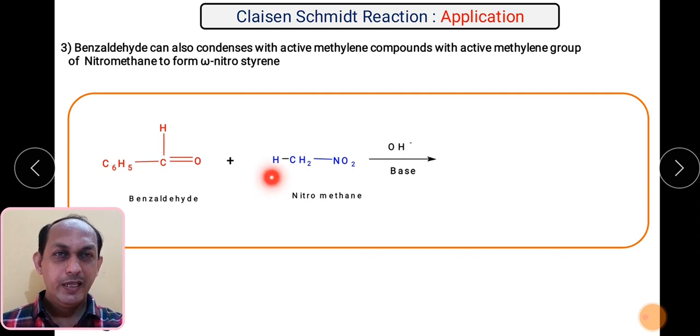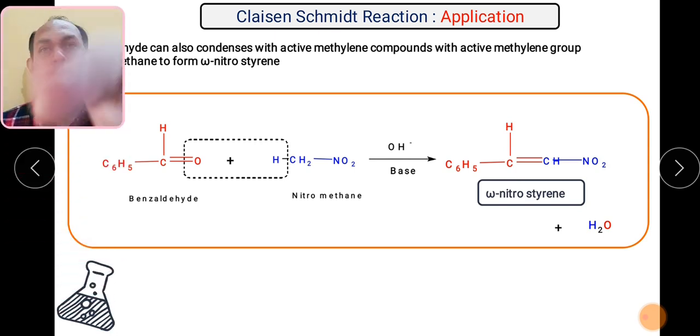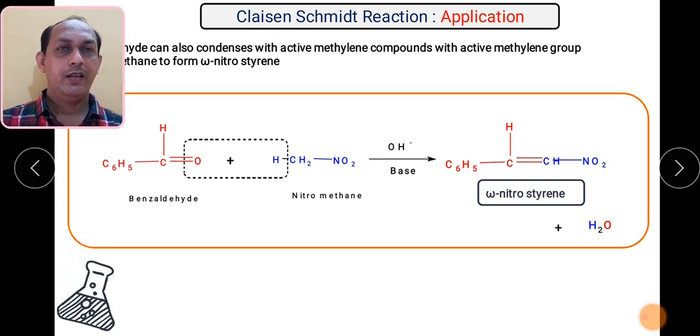So I have written H separately. What will happen in presence of base? What is being eliminated? Water. Okay. So let us see. Here it must be 2 and here it must be 8. You can correct it. Okay. So water is being eliminated, and what you get is the formation of omega nitrostyrene. So here a carbon-carbon double bond, here a carbon-carbon double bond. You can see the colors. The red part is coming from benzaldehyde, the blue part is coming from nitromethane. So this is how you can prepare nitrostyrene from the application point of view.